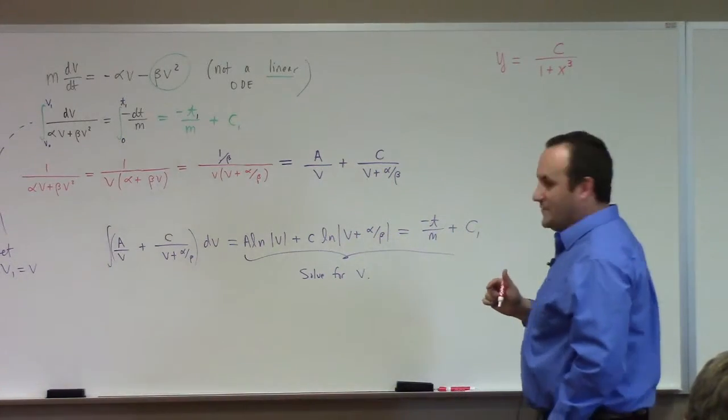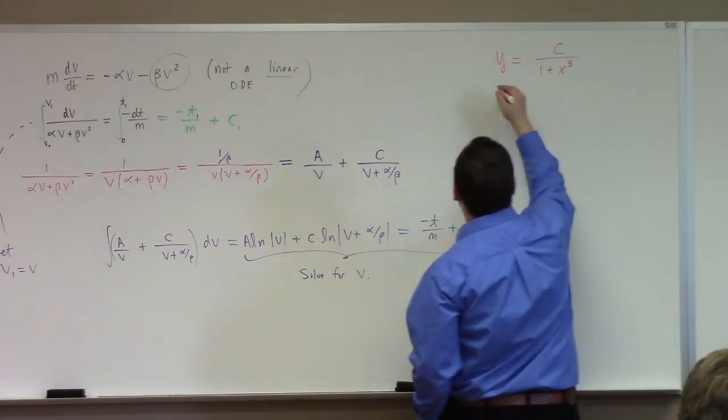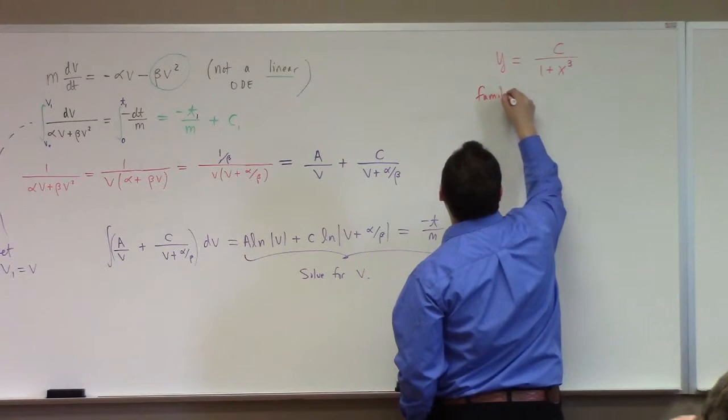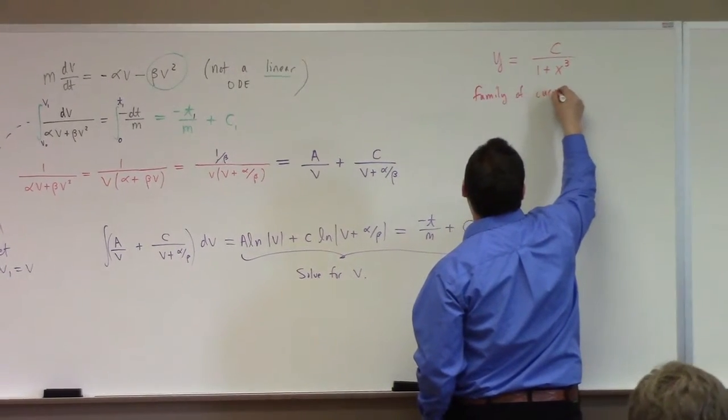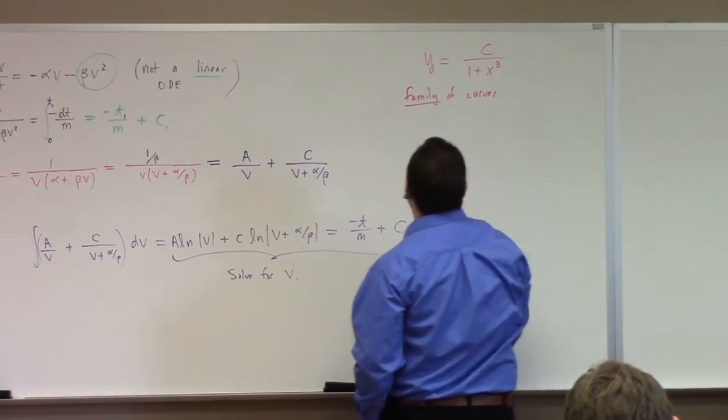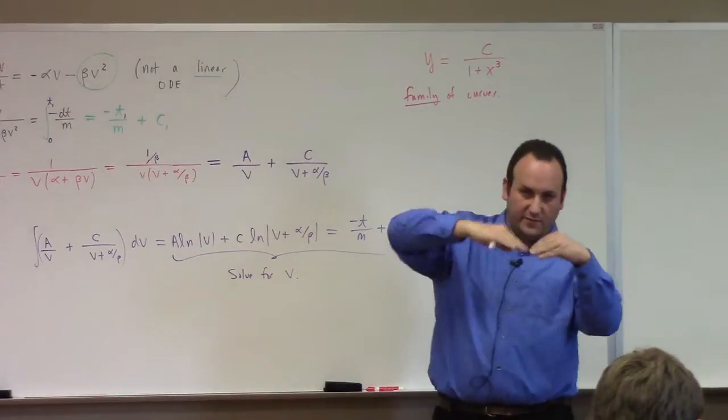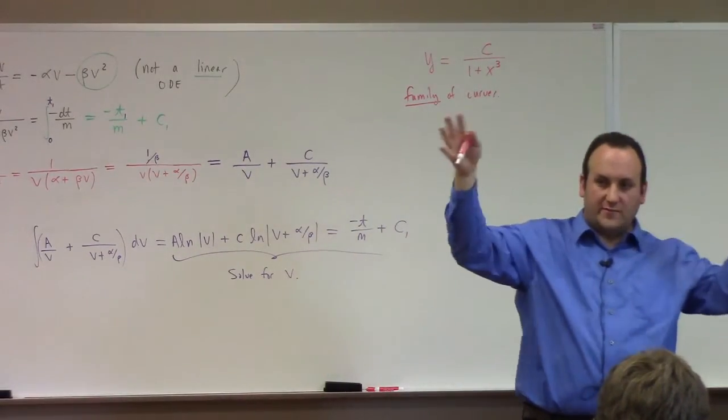Okay, so we're supposed to find, this is a family of curves, right? This is a family. Why is it a family of curves? As you vary through C, you get different curves, right?